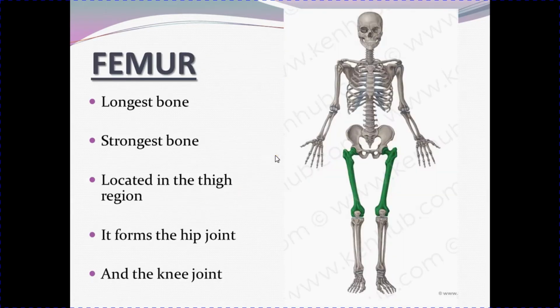The femur is the longest bone of the human skeleton. It is the strongest bone present in the human body. The femur is located in the thigh region and forms two important joints. The femur articulates with the hip bone to form the hip joint. The femur articulates with the tibia to form the knee joint.